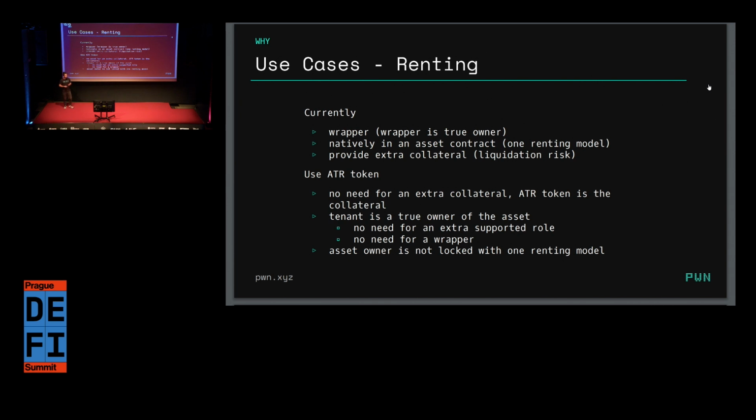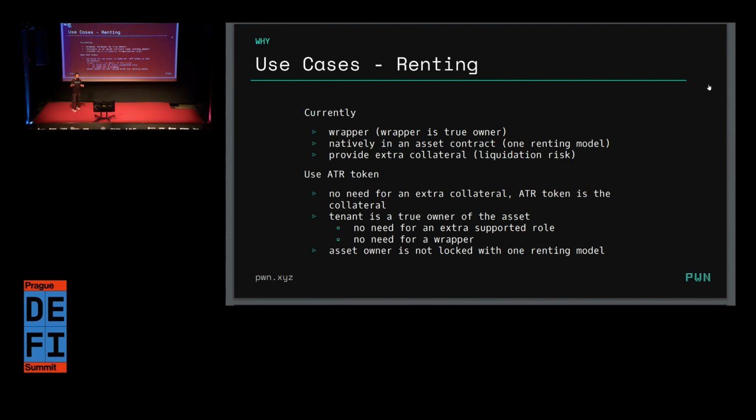And the last option is to provide extra collateral. It can go down two ways. First, you would be able to rent only assets with a price oracle, which decreases the subset of assets you can actually rent, and you are risking liquidations. The second way is that the renter is basically risking that the collateral will have less value than the rented asset itself, and the tenant will actually not return it.